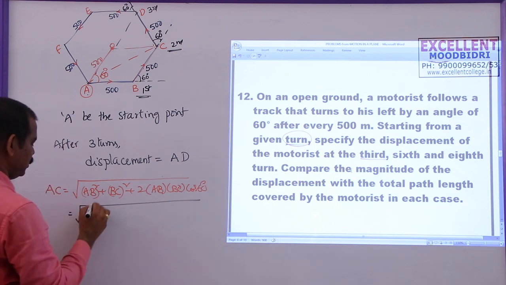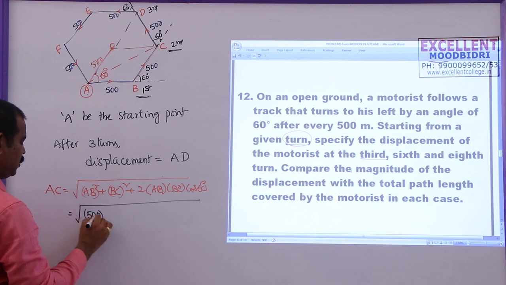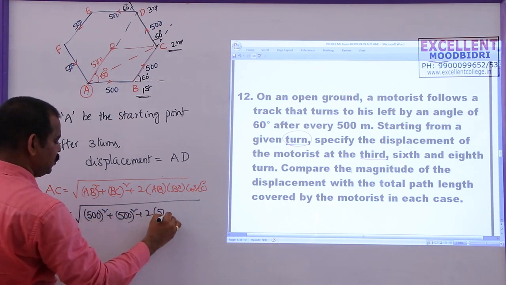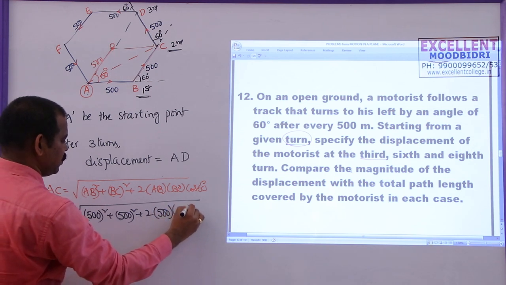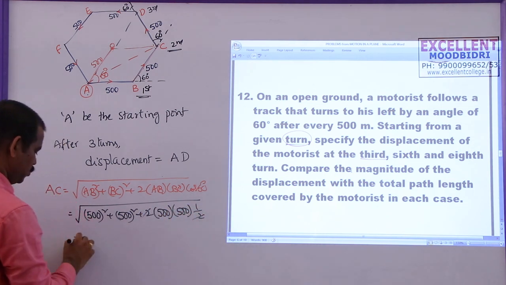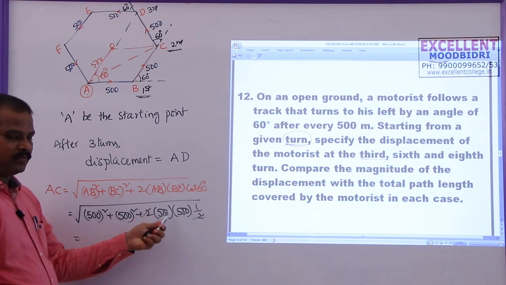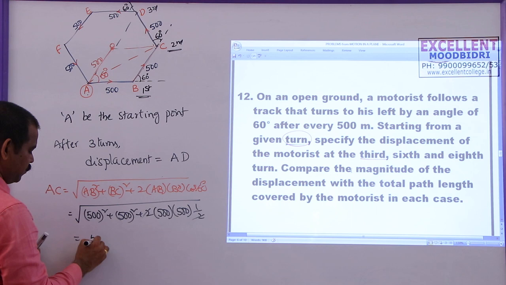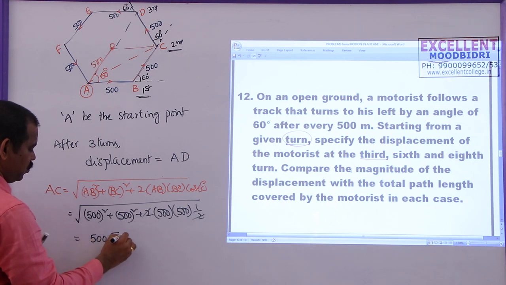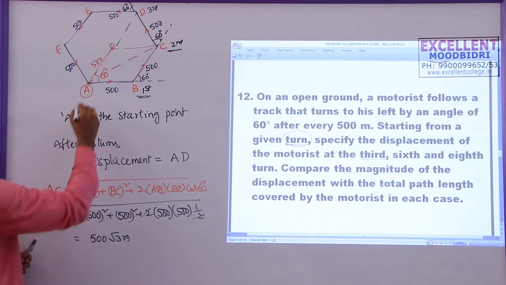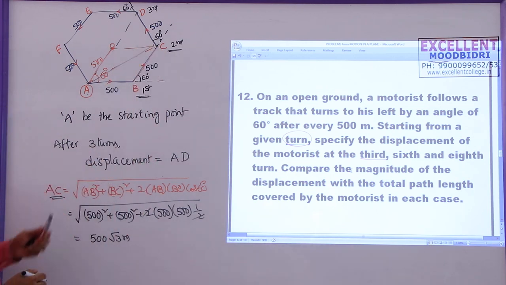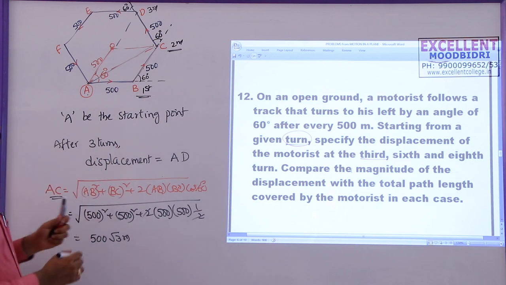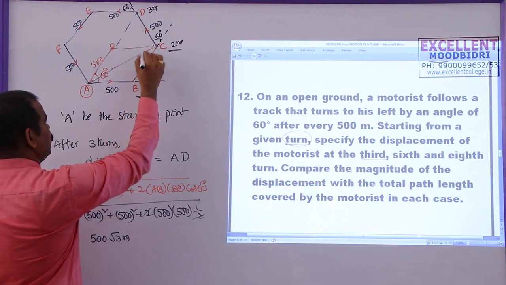AB will be 500 square, BC also 500 square, plus 2 into 500 into 500 into cos 60, which is 1 by 2. So it is 500 square plus 500 square plus 500 square, so 3 into 500 square, or AC is 500 into root 3. So I got this AC value now. Now I need AD, which is the sum of AC and CD. But what about the angle between these two?